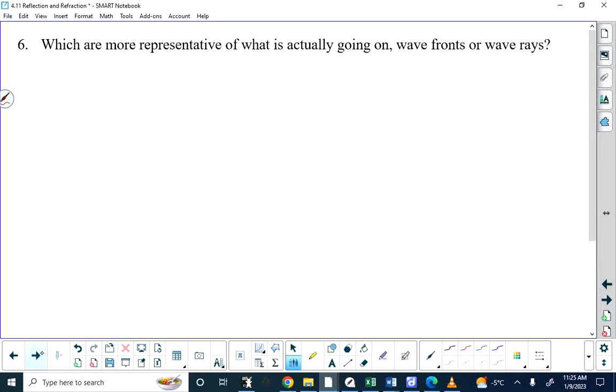Which are more representative of what is actually going on? Well, what's more representative of what's going on are the wave fronts if it's a water wave. But if it's a light wave, wave rays. And that's what we're going to be studying next year in Physics 30.